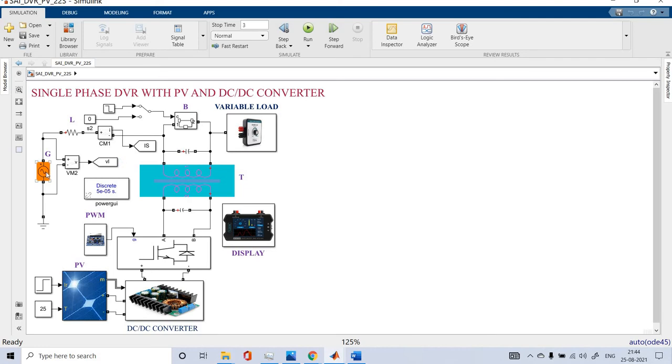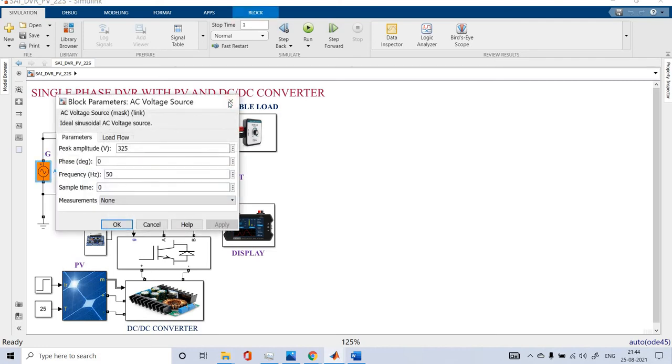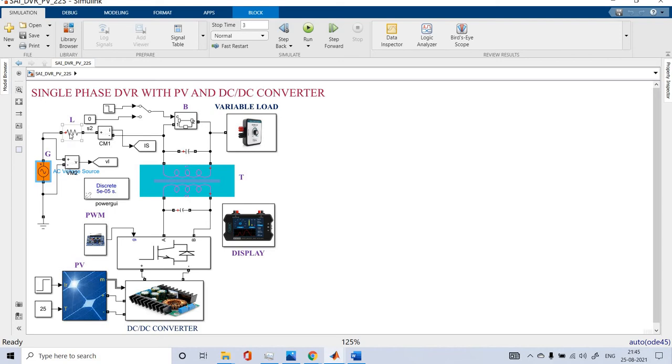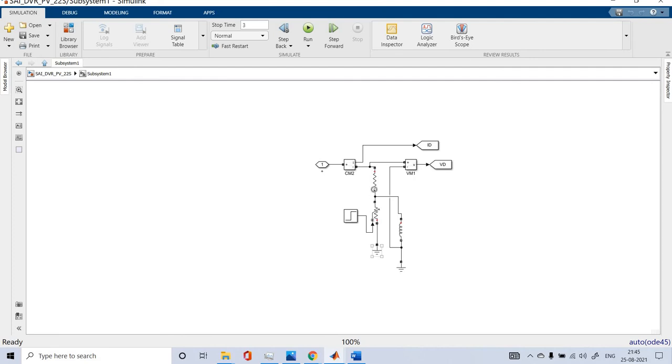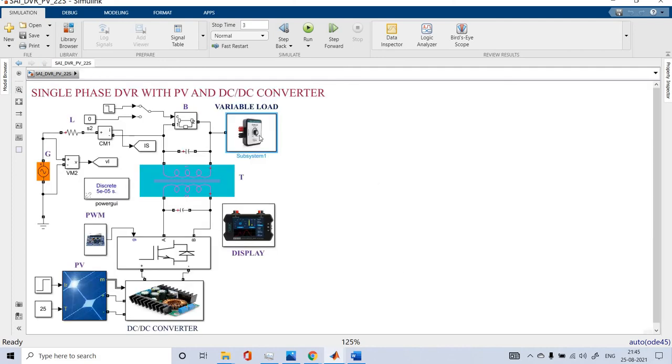So how is it possible? This is the AC source, connected in series with the line resistance, which acts as the line. The line contains only the R component, a resistive component. We are going to feed the load, a non-linear, variable load, which can be varied depending upon the input.